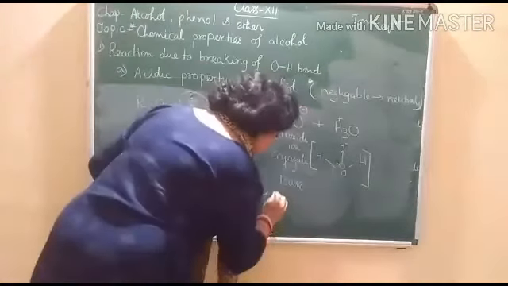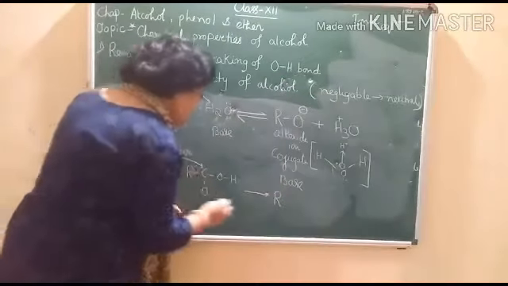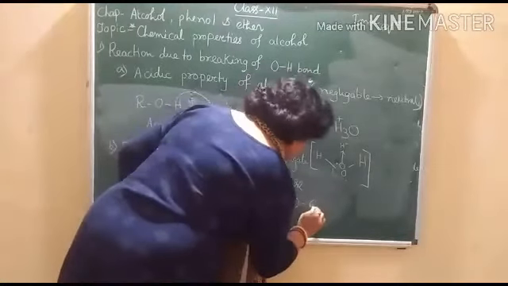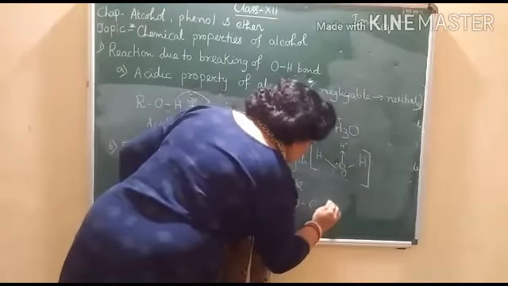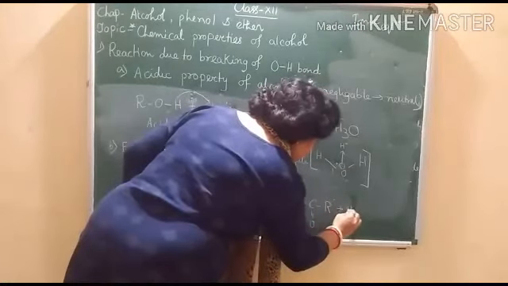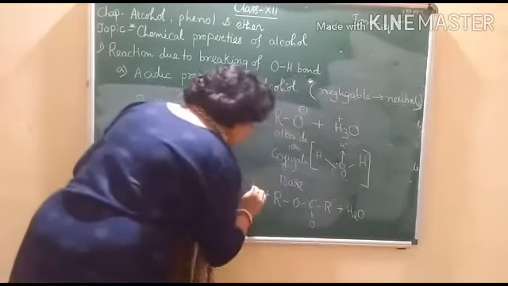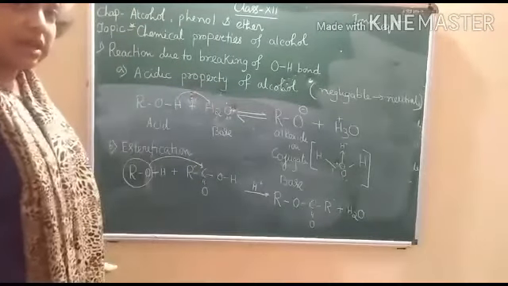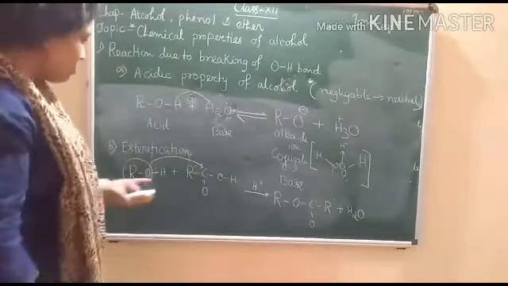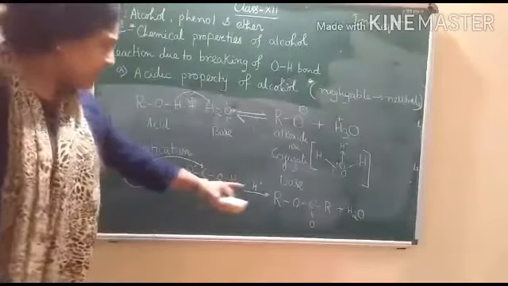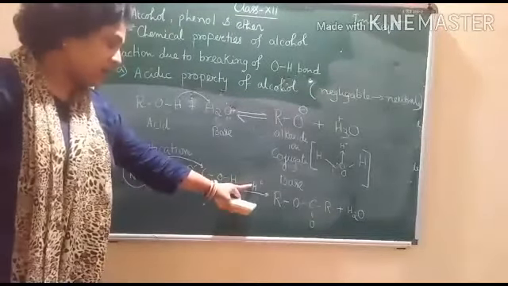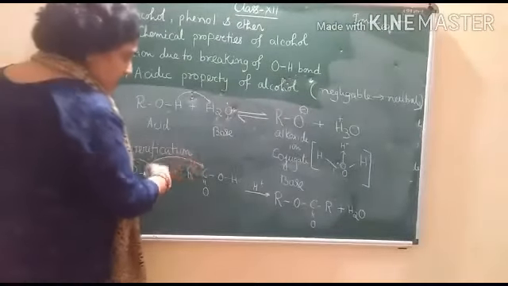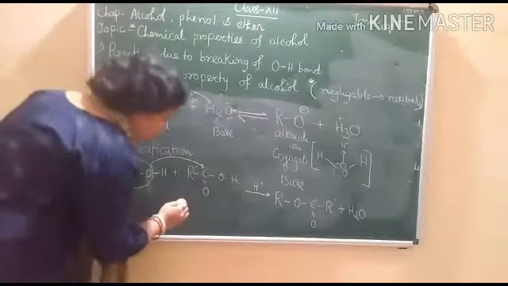So what we are getting? R, R dash, RO, this one C double bond O, R dash plus H2O. This condition is always acidic condition, because this reaction takes place in presence of H2SO4. So this is an acidic condition. There will be an exchange, and this is also a nucleophilic substitution.